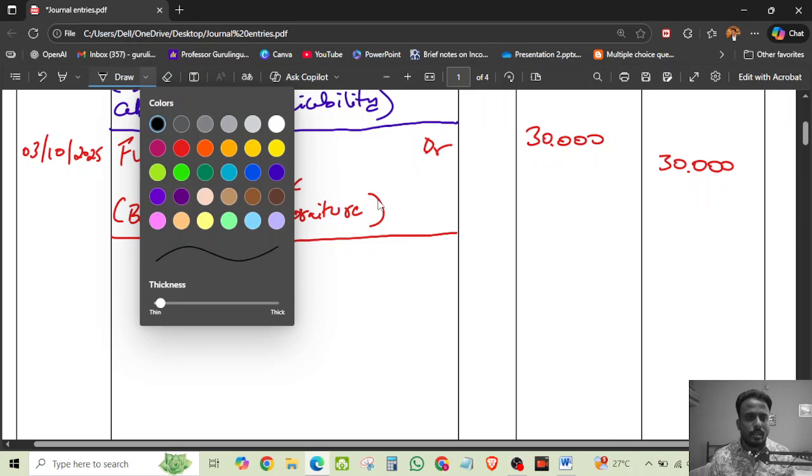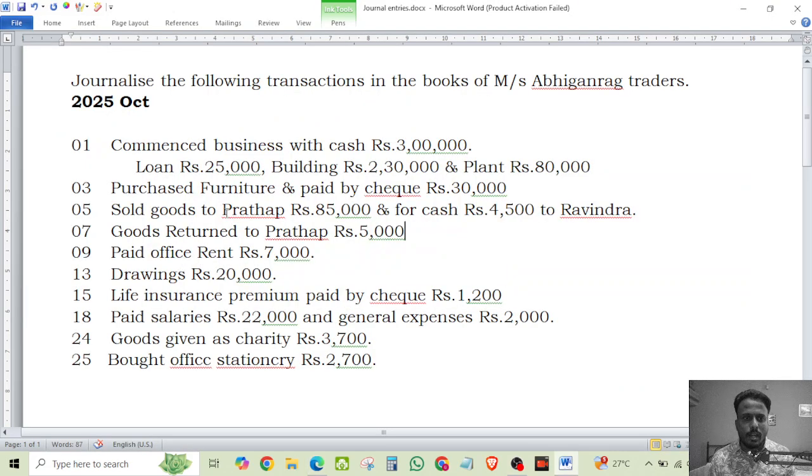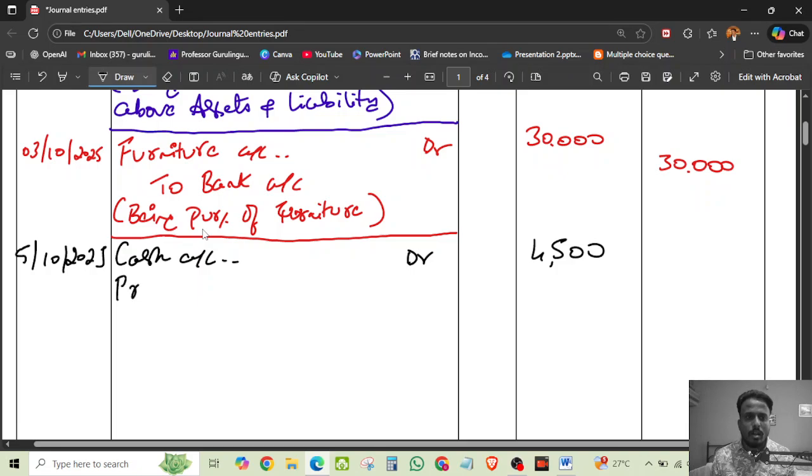Here the date is 5th of October 2025. When you make sales, you are receiving the cash, so cash account debtor. Here a cash transaction has happened to Ravindra, 4,500, that we are writing first. Even you can split and write the journal entry, but it is time consuming. If you combine, you are supposed to write Pratap's name here, because we have not received cash from Pratap. So Pratap account debtor, to remember there is a due of 85,000 from Pratap.